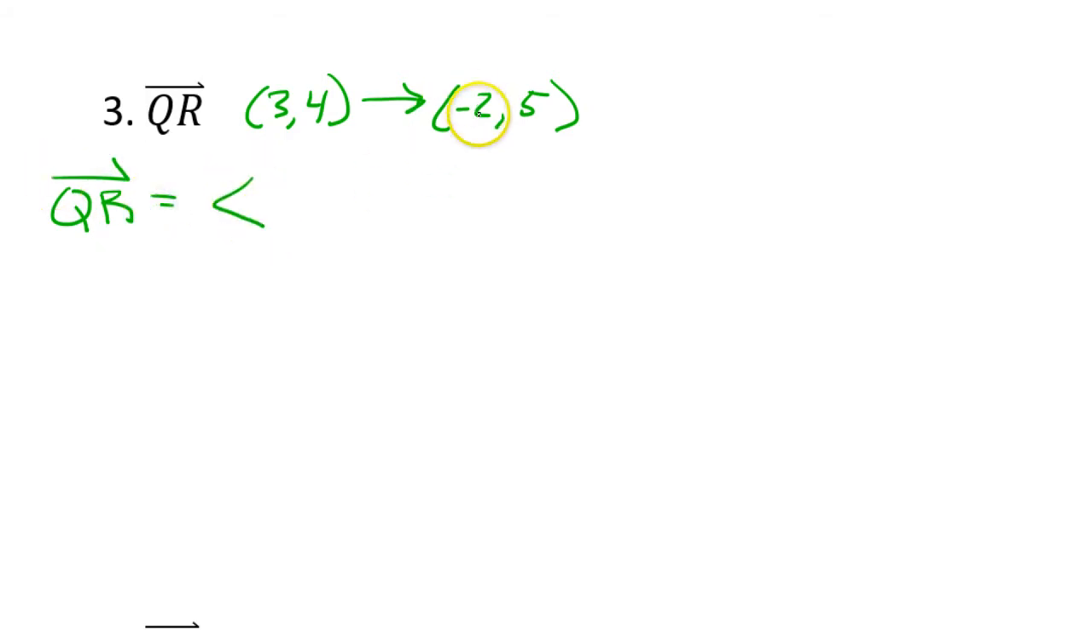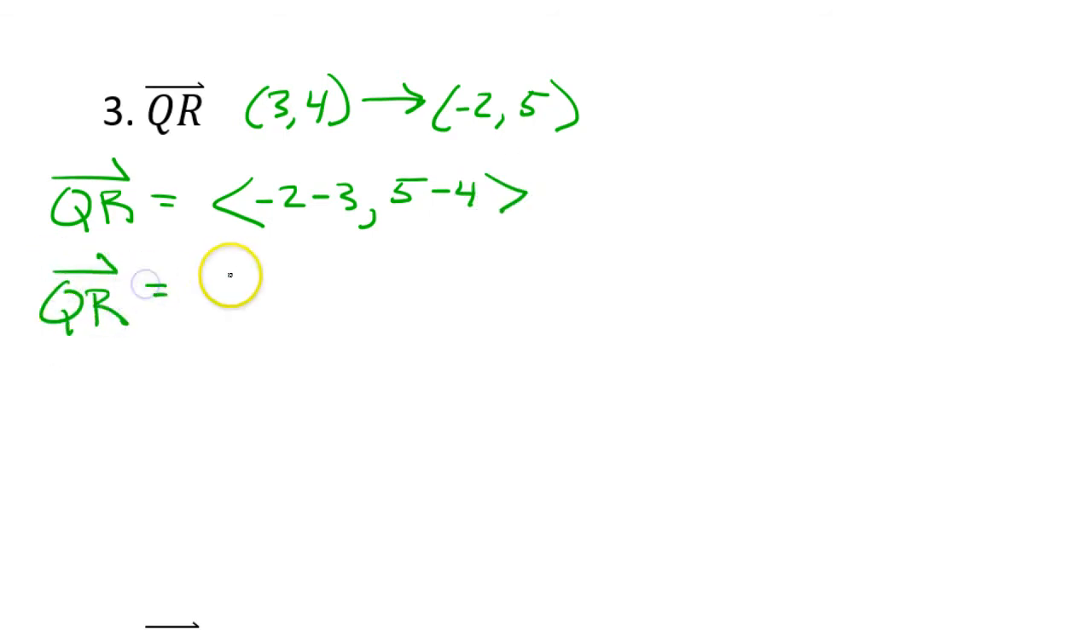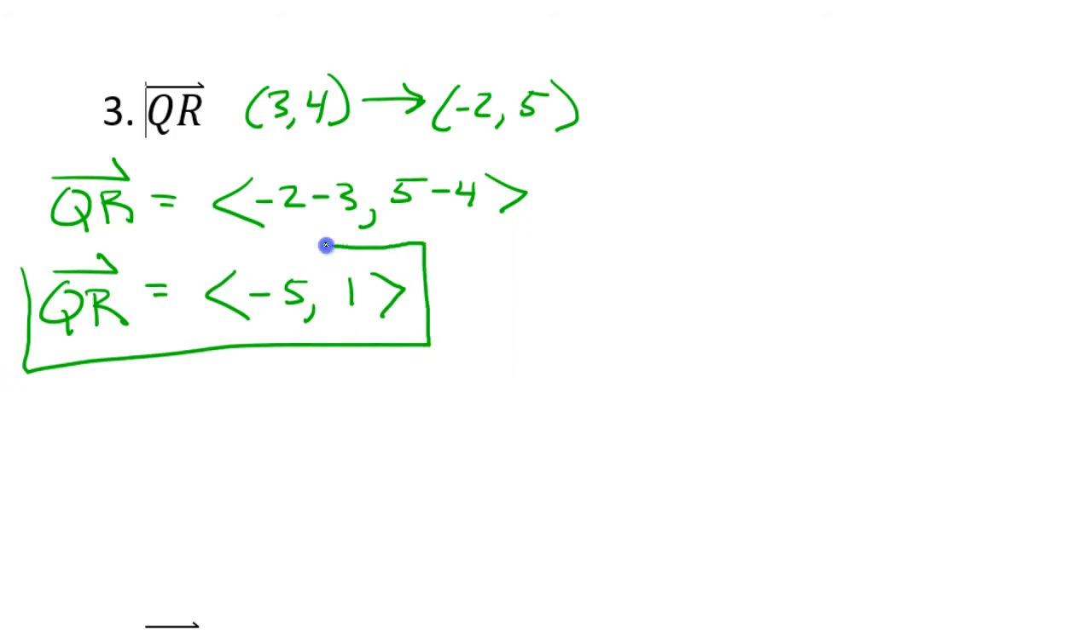that's going to be x2 minus x1, so -2 minus 3, and then y2 minus y1, so 5 minus 4. So that's going to be -5, 1. So that is the component form of vector QR.